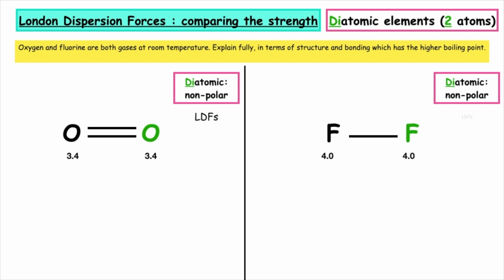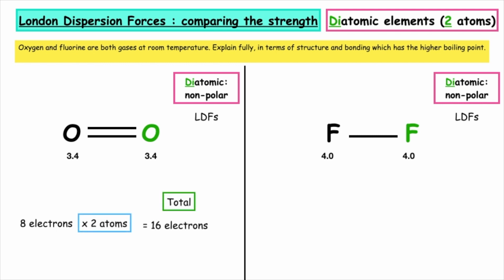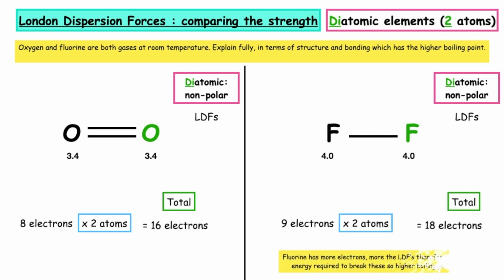So to compare the strength of the LDFs, we need to quantify the number of electrons. Each oxygen atom has 8 electrons times the 2 atoms, which will give us a total of 16 electrons. For fluorine, each atom has 9 electrons times the 2 atoms which are found in the diatomic element, which will give us a total of 18 electrons. And because fluorine has more electrons, it has more LDFs, therefore more energy required to break these, so a higher boiling point.